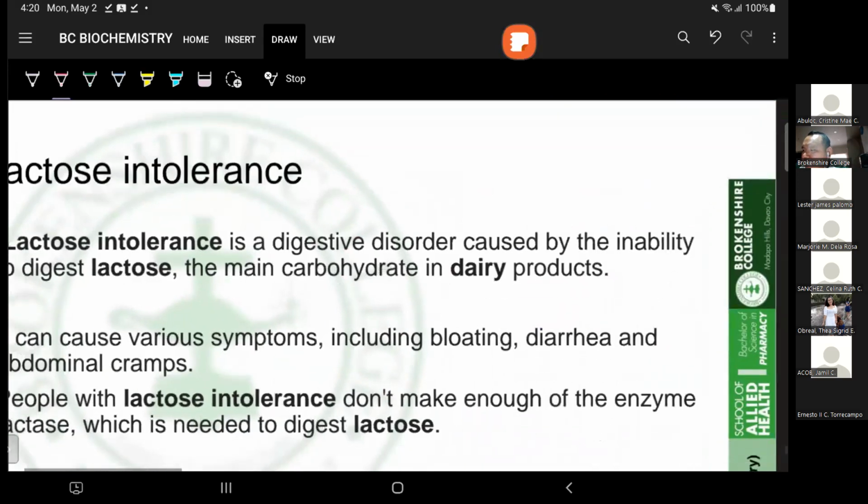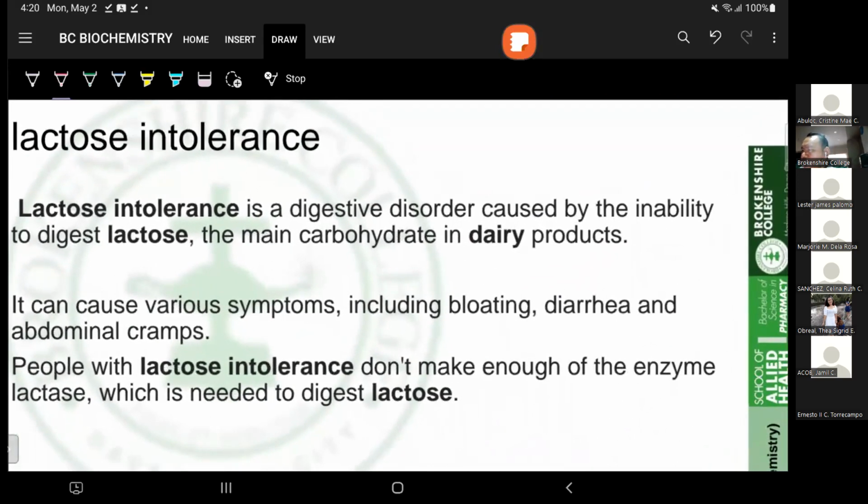Okay. Then, going back to lactose intolerance, digestive disorder caused by inability to digest lactose due to the absence of enzyme lactase, the main carbohydrate of our dairy products such as the milk, no? It causes various symptoms of bloating, diarrhea, and abdominal cramps. So people with lactose intolerance don't make enough of the enzyme lactase which is needed to digest or to break down lactose. Kaya nadudumi lang natin or napupups lang natin yung lactose or yung gatas, no? Walang na-absorb.